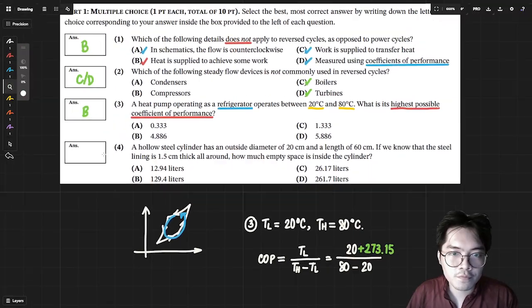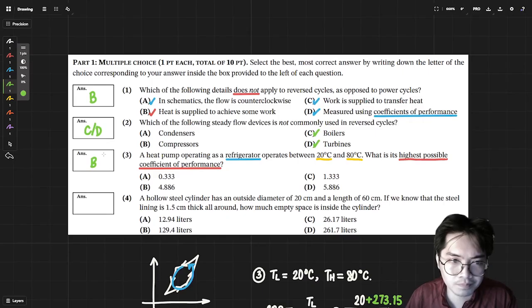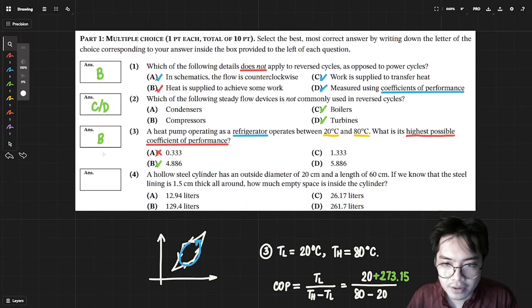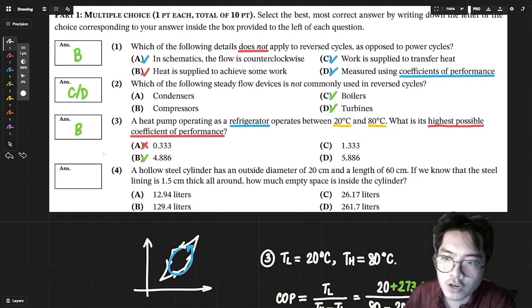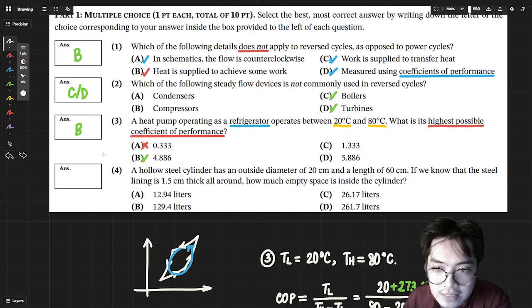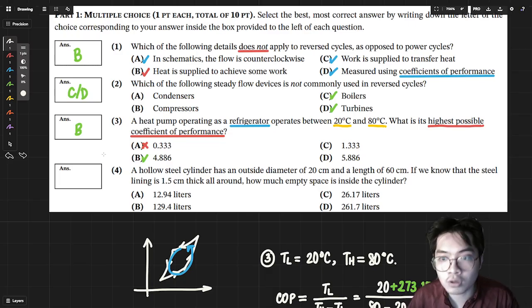All right, number 4. So very hard if you did not have your calculator with you. I'm so sorry for that. Number 4: a hollow steel cylinder has an outside diameter of 20 centimeters and a length of 60 centimeters. If we know that the steel lining is 1.5 cm thick all around, that's a very important keyword pala. How much empty space is inside the cylinder? You might say this is no big deal, because it's just literally a volume of a cylinder problem.